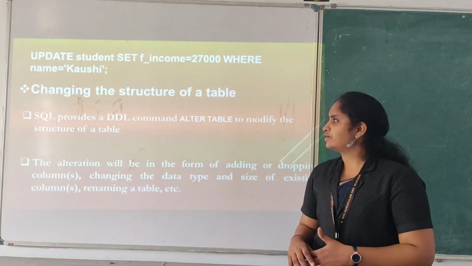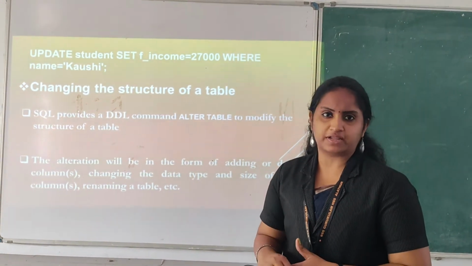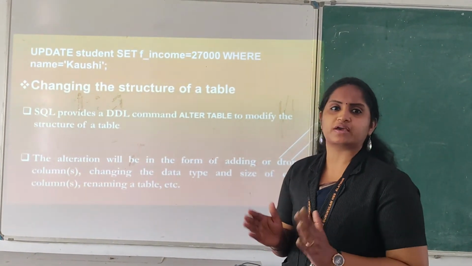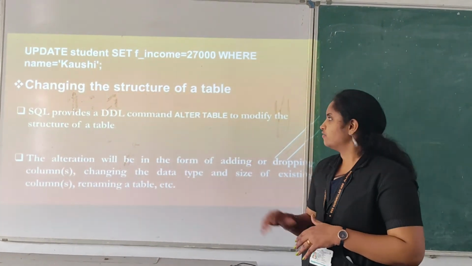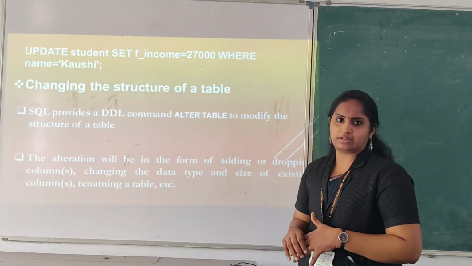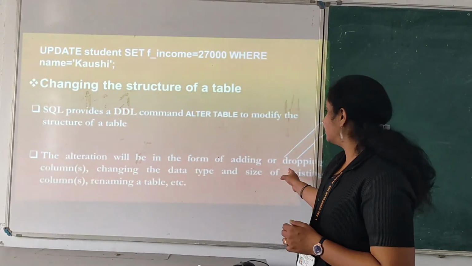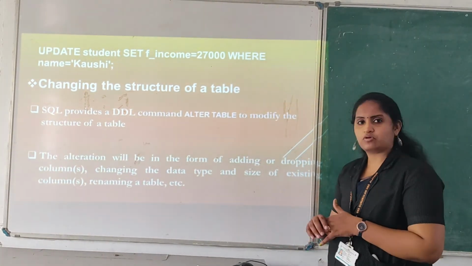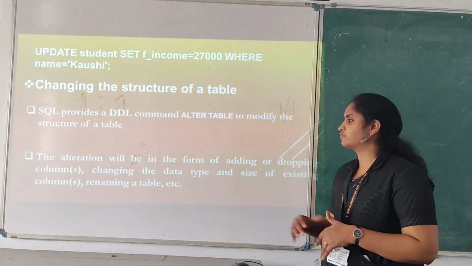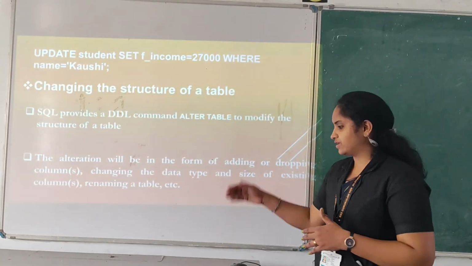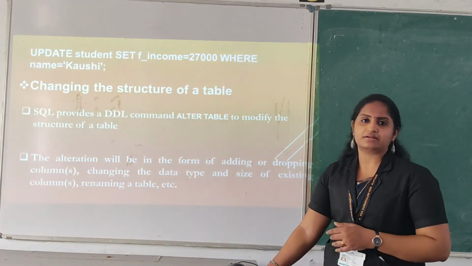Okay, so next we are going to discuss how we can change the structure of the table. Changing structure means we can delete a column or add a column like that. For that we use the words alter table. It is a DDL command. We can alter the content by adding or dropping a column or columns, changing the data type, changing the size of particular columns, or renaming a table. So these are the alterations we can apply to a table.